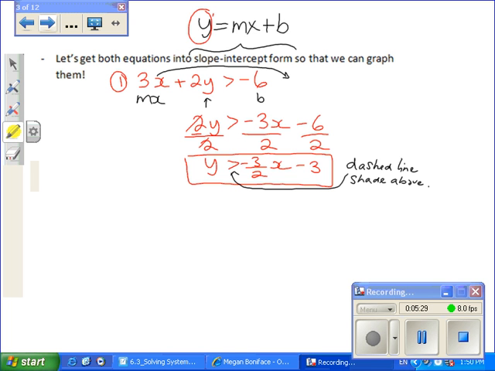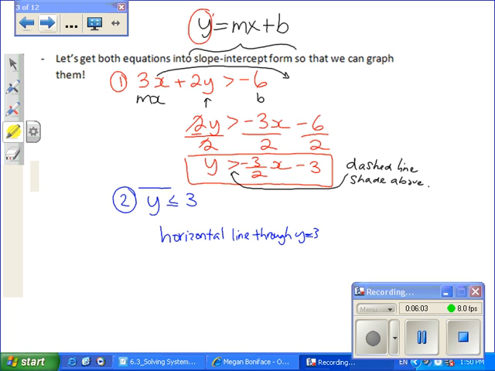The second linear inequality that I have to graph was given to us, and it was y is less than or equal to 3. I don't have to do any rearranging here. There's nothing I can do to simplify this further. But what I do recognize is that this is going to be a horizontal line that goes right through the point y equals 3 on the y-axis. So that's going to be just a horizontal line right through there.